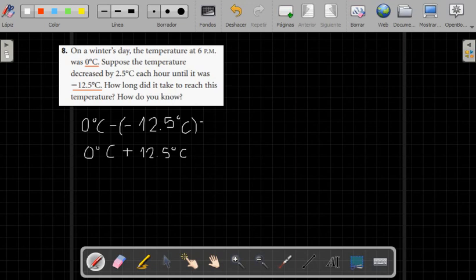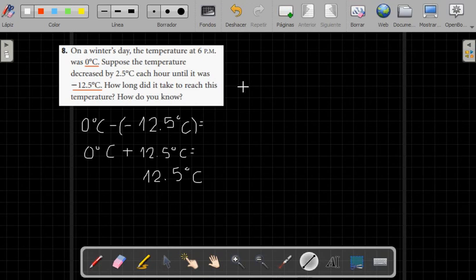Now, if the temperature changed 2.5 Celsius degrees each hour, how long did it take to achieve that temperature?